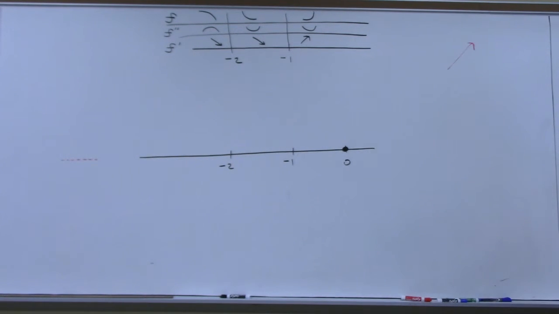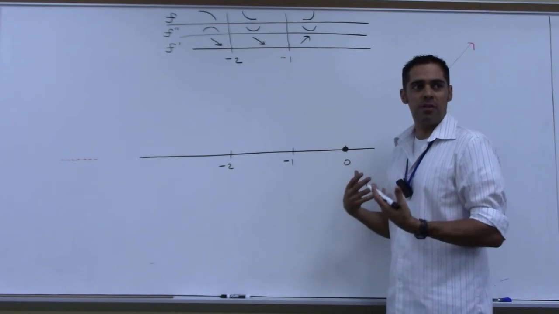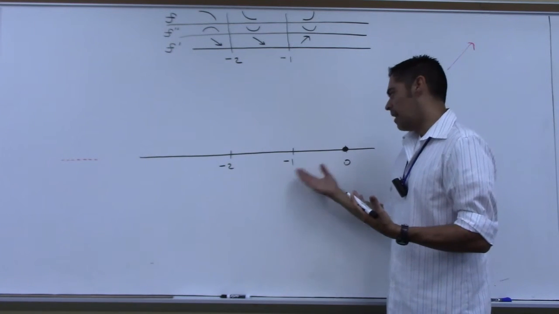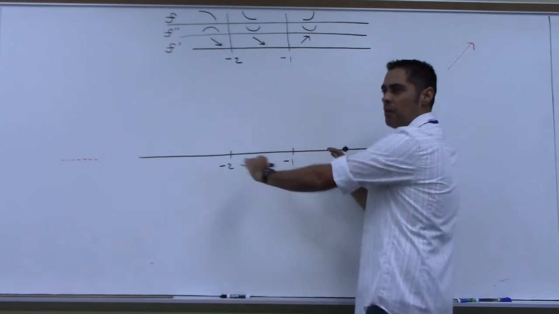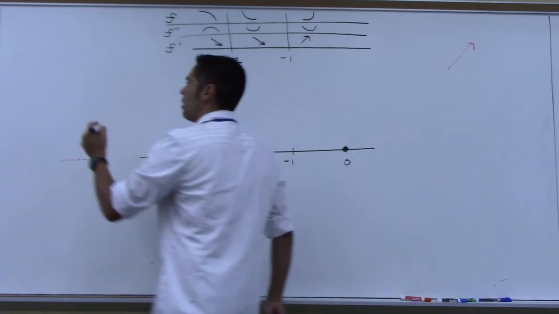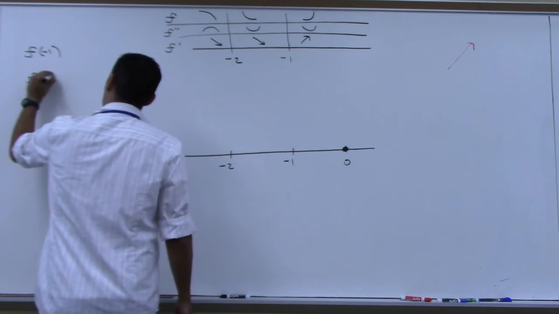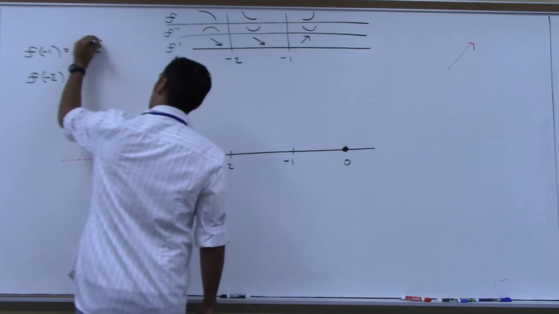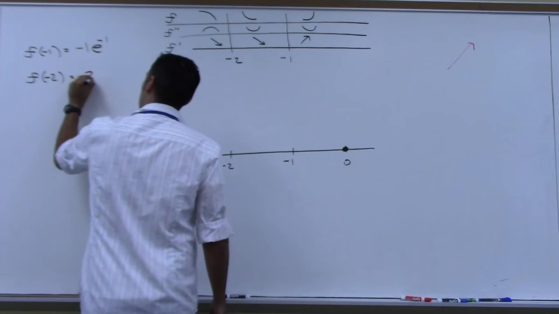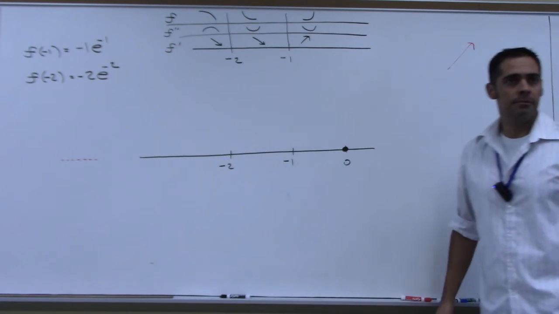Okay, so wouldn't it be nice if I had a couple more points? And the most likely candidates for values for us to plug in would be what? -1 and -2. So let's figure out where these points are on our graph. And for that, we're going to have to plug them in. What's f of -1? What's f of -2? So that means I need to go -1 e to the -1, then -2 e to the -2. And you're going to have to use your calculator for that.